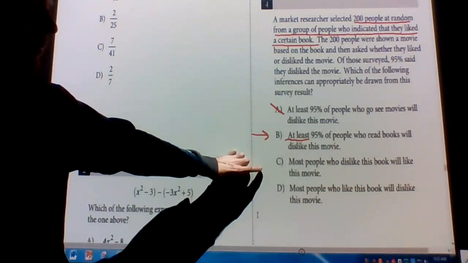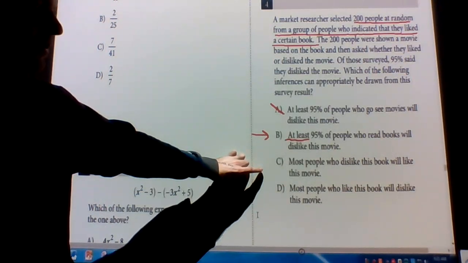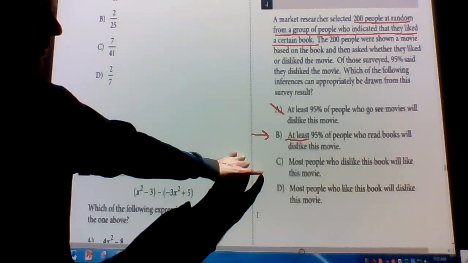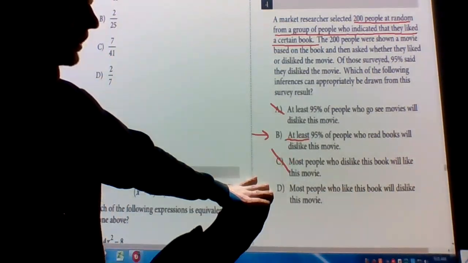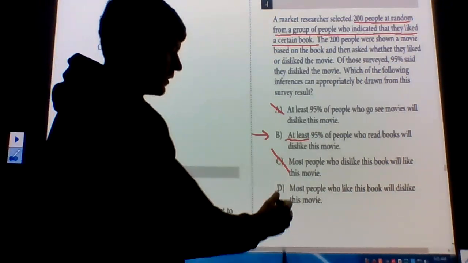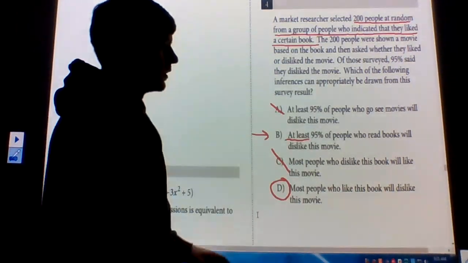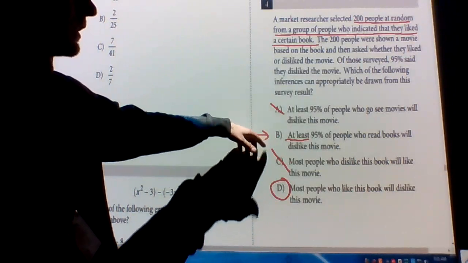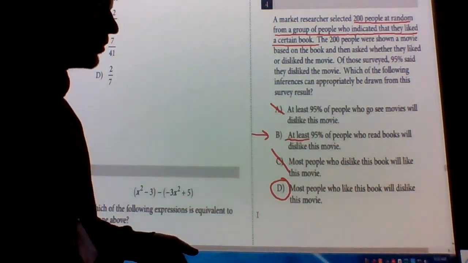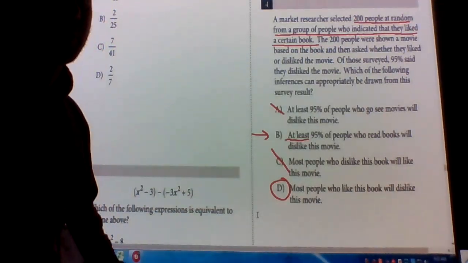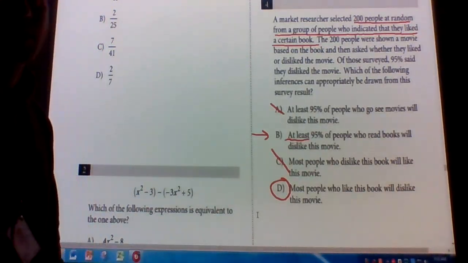Okay, most people who dislike this book will like the movie. That's definitely not true. And then most people who like this book will dislike the movie. That's probably the answer we want to go with. They sampled 200 people, so it's not at least 95% of people, it would be around 95% of people, plus or minus some sample error.